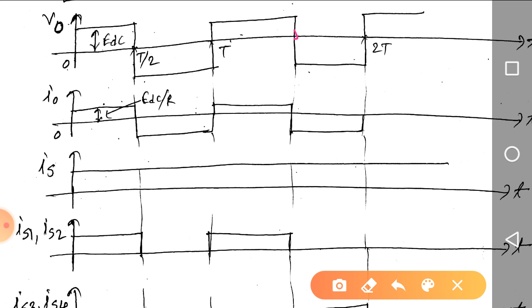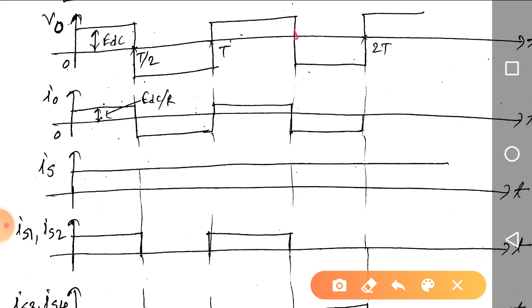Okay. So next, one more thing here, for the purely resistive load. As we know, the resistor is the element which only absorbs the power, which only consumes the power. It will not store the power or the energy. So that's why when S1 S2 are in the on state, output voltage will be plus EDC. S3 S4 in the on state, output voltage will be minus EDC.